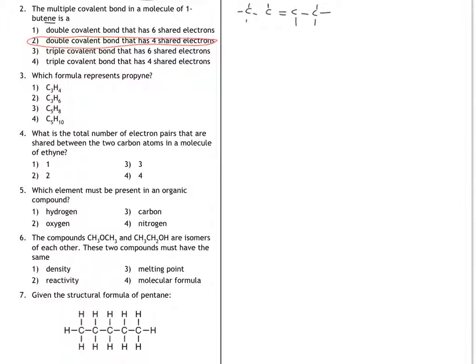Number 3, which formula represents propyne? To begin, prop will give you the beginning of the formula, C3, and for the number of H's we need to follow the general formula for alkynes, which is CnH2n minus 2. So let's double the 3 to get 6, and then we'll subtract 2 to get 4. And that means the formula for propyne is C3H4, and choice 1 is our answer.